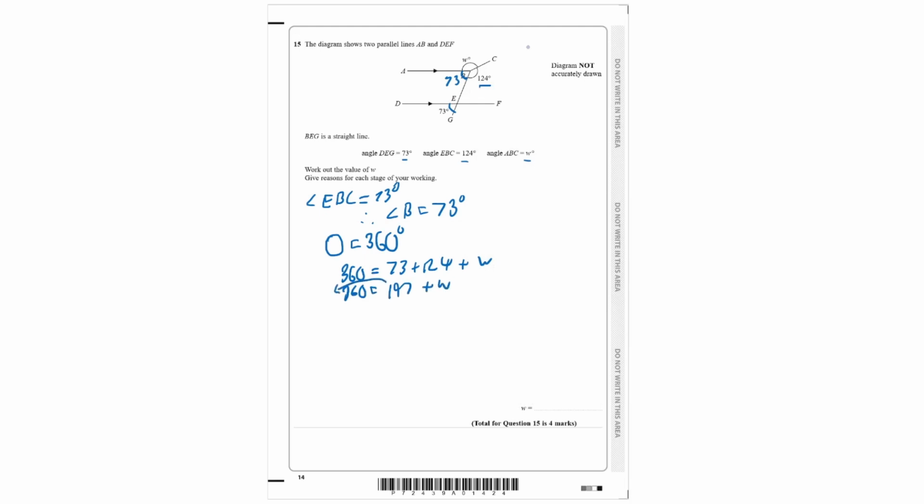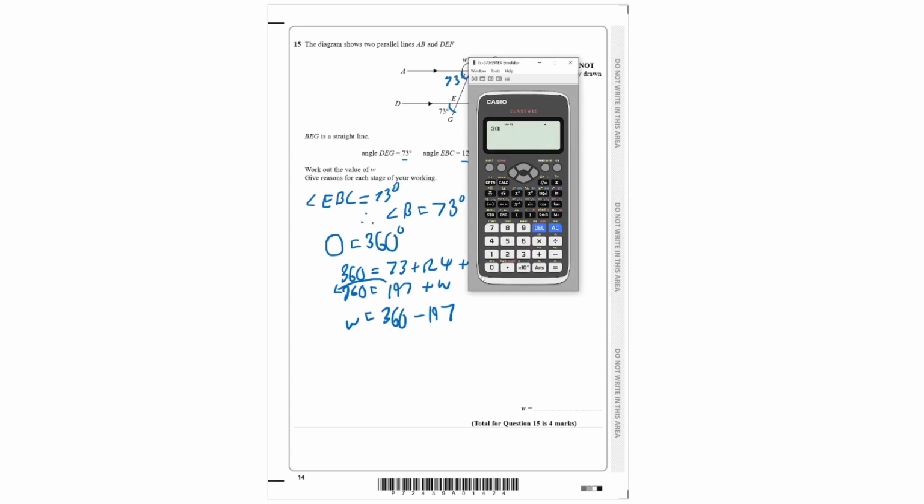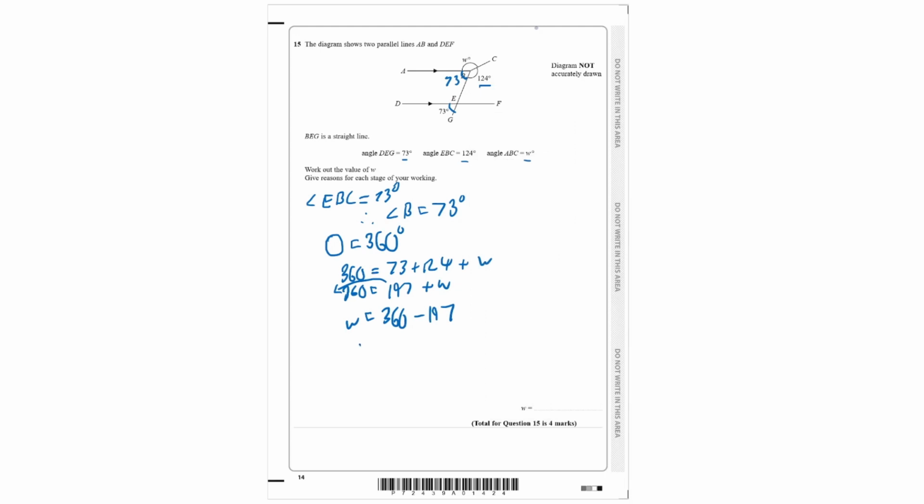We can bring this to the other side. So we have W is equal to 360 minus 197. So we can use our calculator again. 360 minus 197 gives us 163. W is equal to 163 degrees.